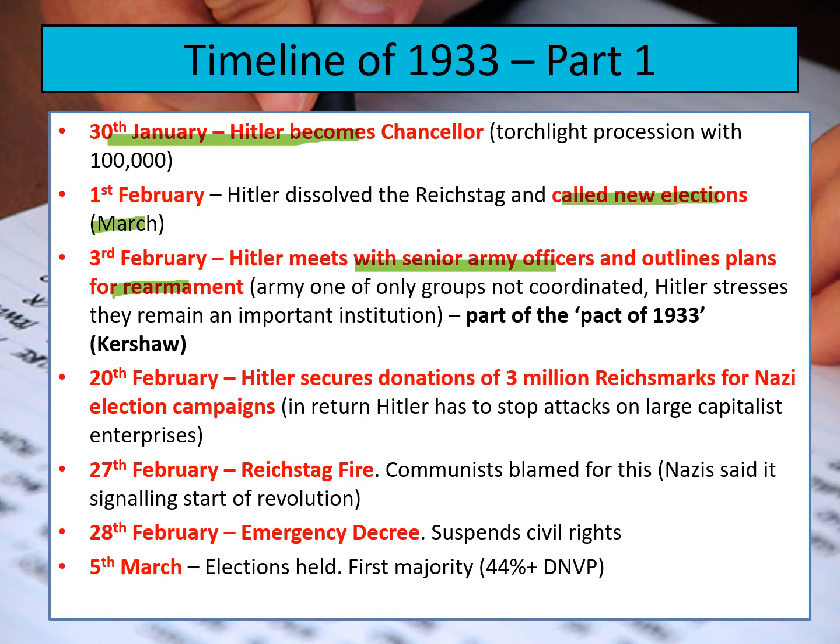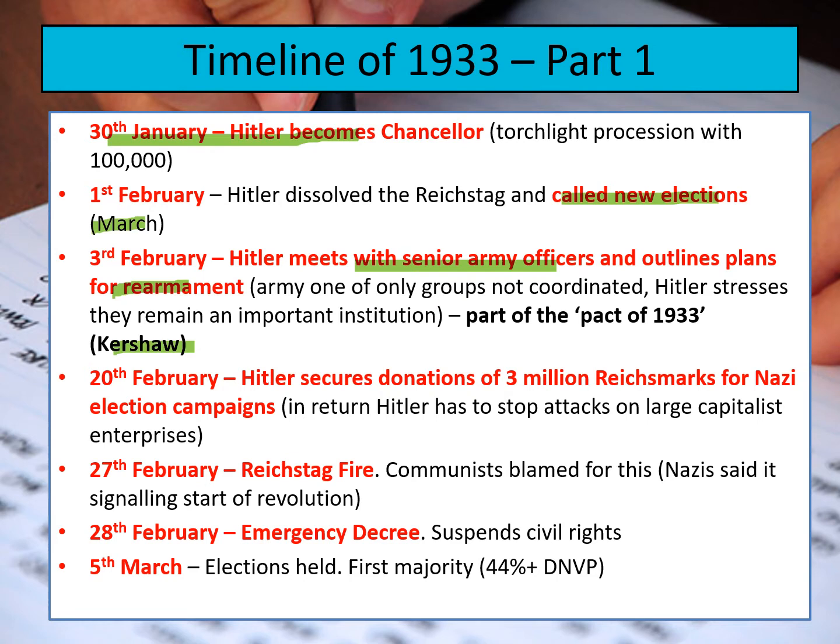So he wanted to stress that he was on the side of the army, and he stressed to them that he was going to allow them to remain an important institution. He would support them with things like rearmament, that he wanted to expand German territory and that he needed them for that. And that was part of the so-called Pact of 1933 that Kershaw talks about, where he is basically trying to win over really important institutions in Germany.